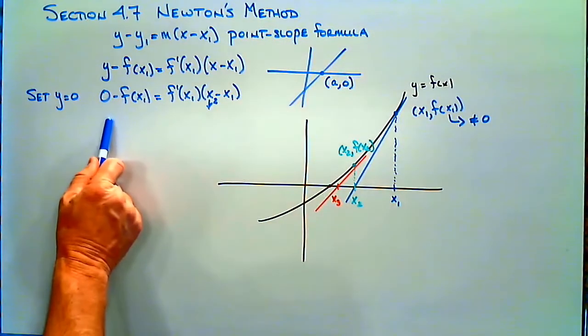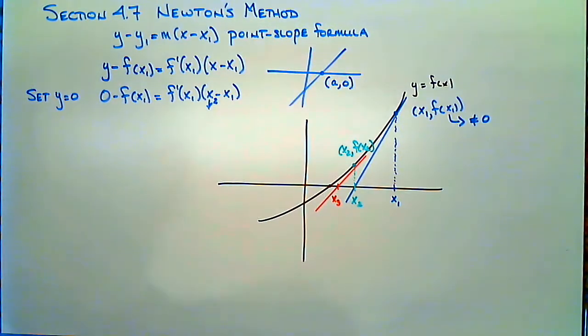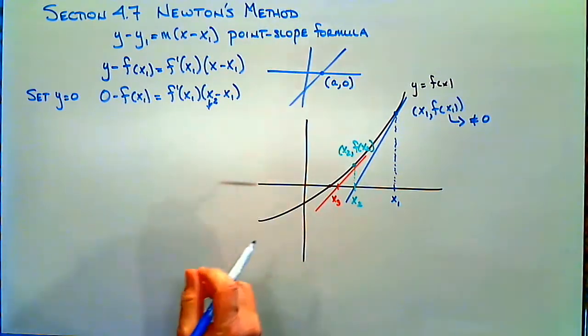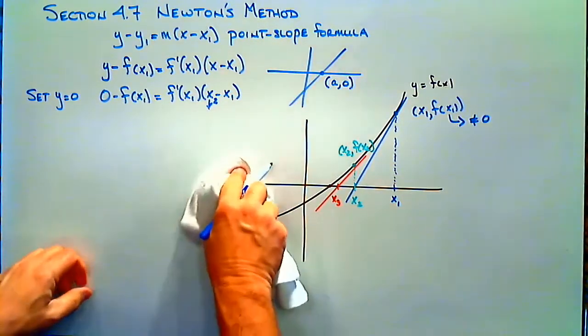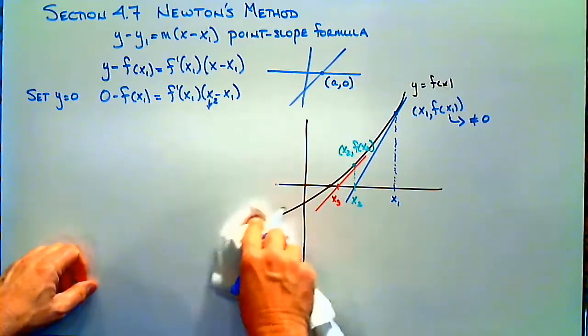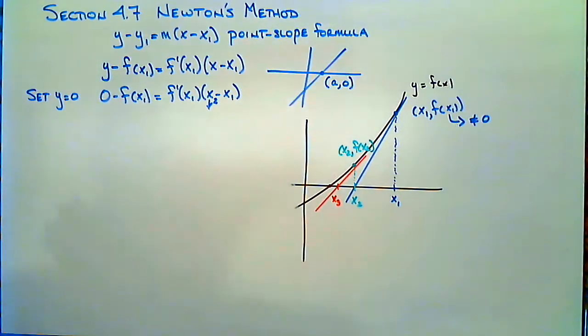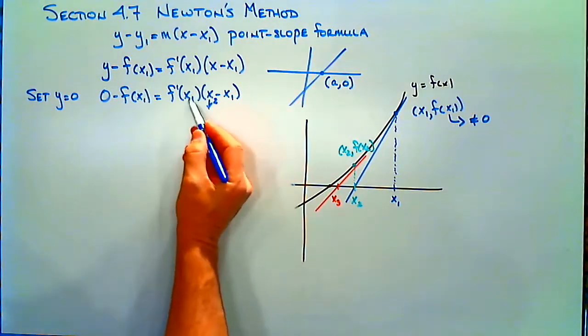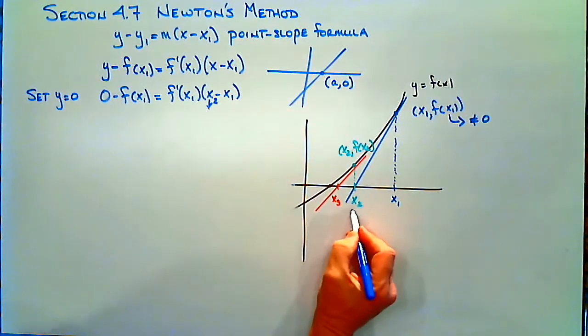So where do we go from here? Well, from here, we do some algebra, right? That was a mistake, wasn't it? So let's just fix that. We're going to do some algebra. We're going to solve for x sub 2. That's what we're going to do. Now, how do we solve for x sub 2? That's what I want to find.